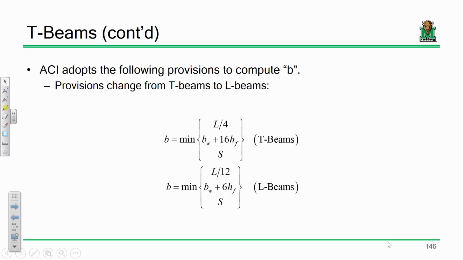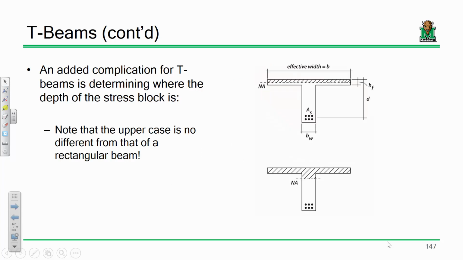We have the minimum of either L over 4, the girder spacing, or this quantity BW plus 16 times the thickness of the flange. Calculate those 3, whichever one is the smallest is the one that governs. The big thing is just make sure that you're cognizant of your units in this calculation because the span length might be in feet, but the web width and the flange thickness are probably going to be in inches, so just make sure that you're cognizant of that.